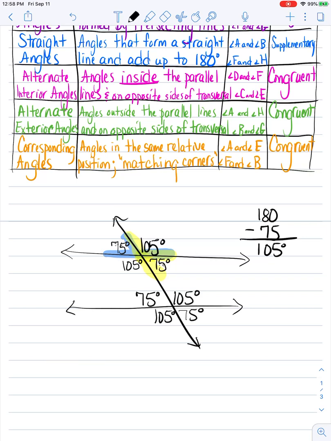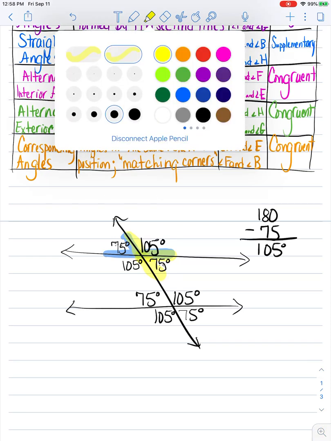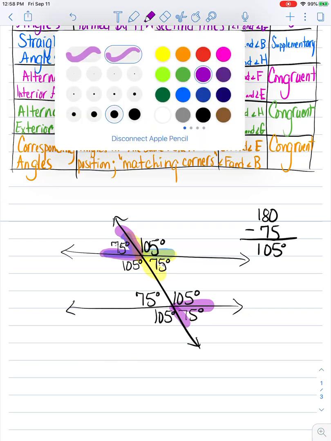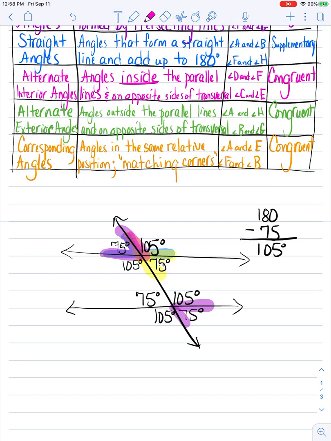And here's how I know that I'm correct. Let me pick another color here. I like purple. Didn't we learn that alternate exterior angles are congruent? Watch this. That's an exterior. Here's the alternate exterior. They're both 75, so I know I got it right. And then I can test the same thing over here. This is 105. The alternate exterior angle's 105. That's why we learn all of these.